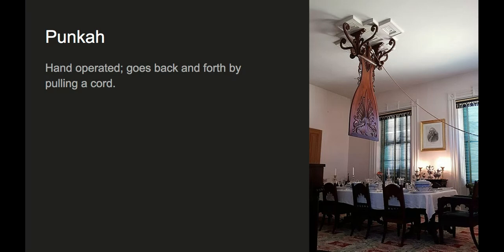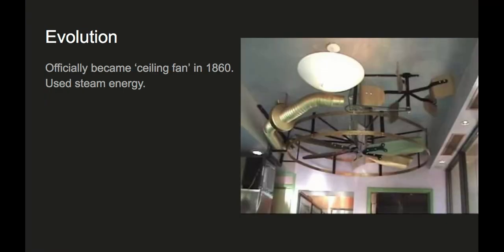Essentially, the punka was operated by hand, and the way it works is it has a singular blade that moves back and forth by pulling a cord. And essentially, it pushes air forward and backward across a room by pulling on the cord with that large singular blade. This later evolved to become the ceiling fan that we know today with that similar design.